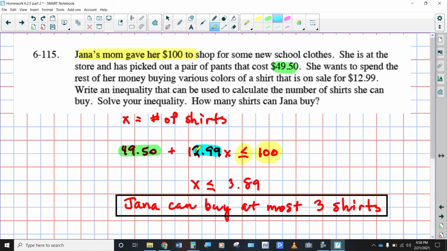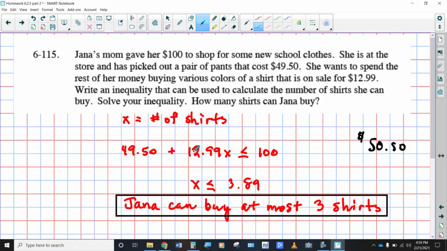So those are the shirts, and we're going to make X represent the number of shirts, because she could buy 1 shirt, she could buy 2 shirts. Could she buy 3? Could she buy 4? I don't know. So if we solve this equation, or inequality as it is, we will be able to determine the maximum number of shirts that she can purchase. So let's work through the process and subtract $49.50 from 100. That's going to give you $50.50 that she can spend on shirts.